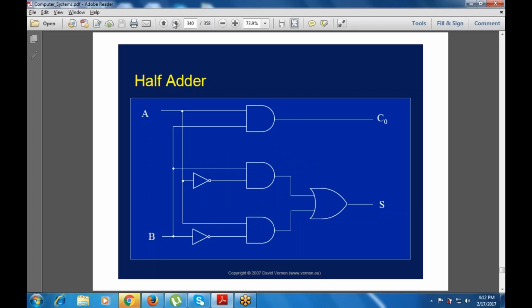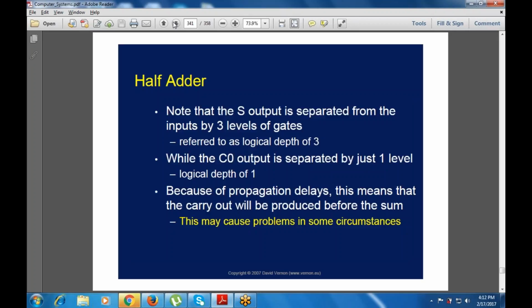There is an AND gate, and again another AND gate with inputs A dash and B dash, then the OR gate that forms the XOR, and at last the sum is given. These are the inputs A and B, then the carry, then the sum.